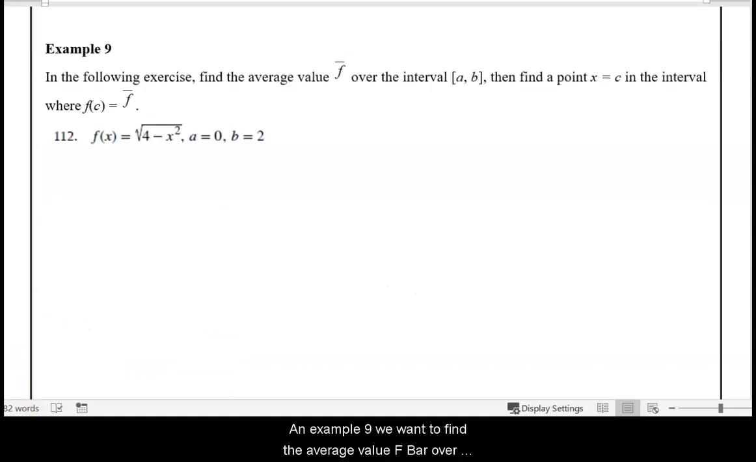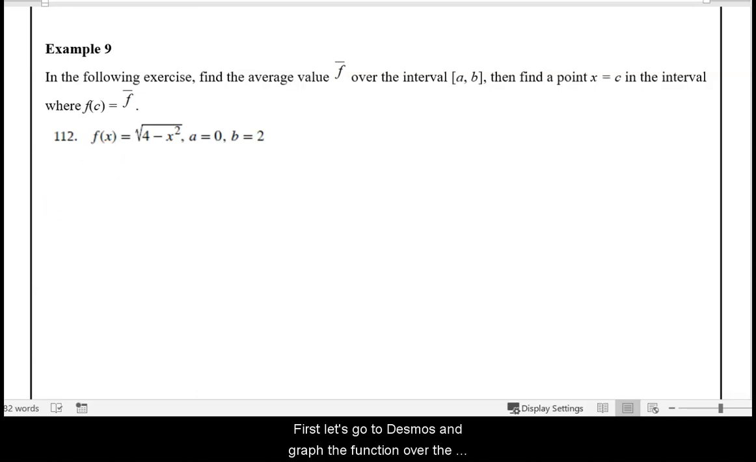In example 9, we want to find the average value f bar over the closed interval from a to b, then find some point c in that interval where f of c is equal to that average value. In other words, if my function is the square root of 4 minus x squared and my closed interval is from 0 to 2, what is the average height over that interval? And where is the value between 0 and 2 that has that average height?